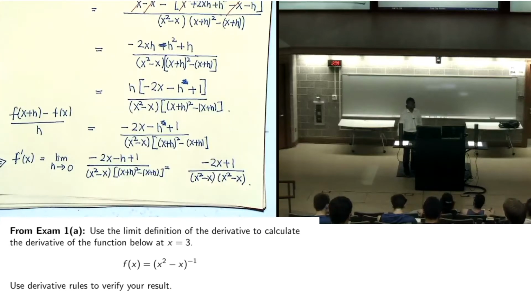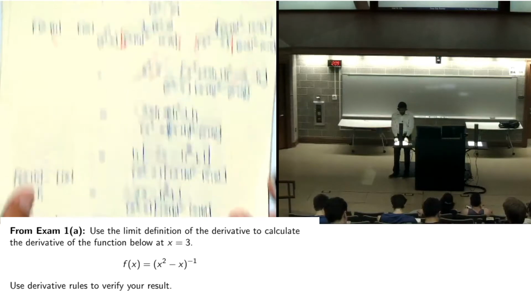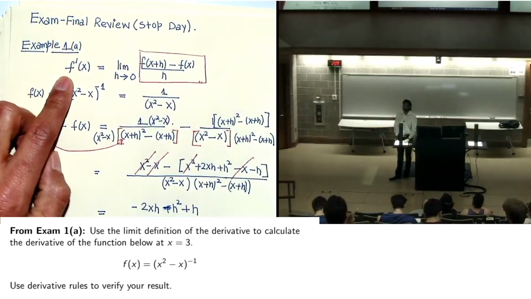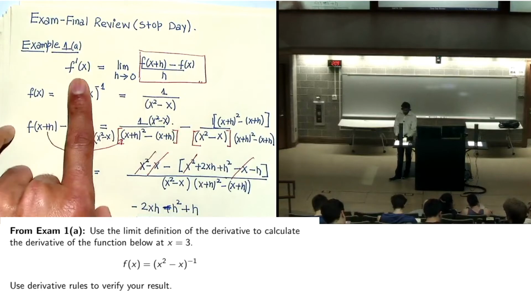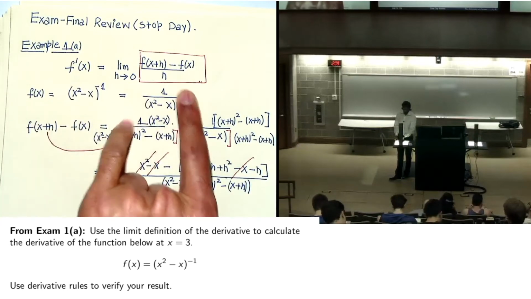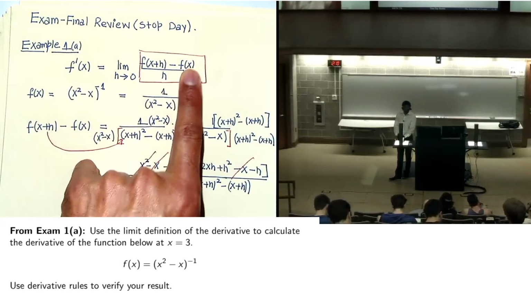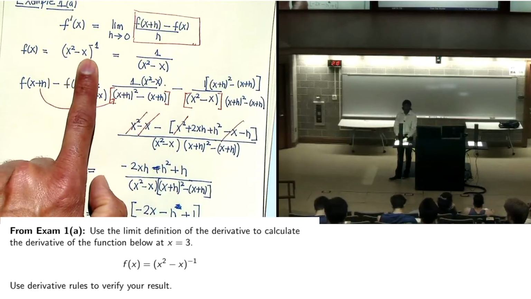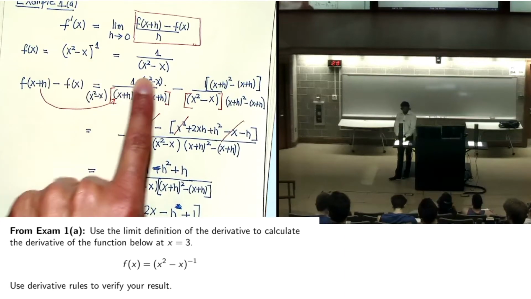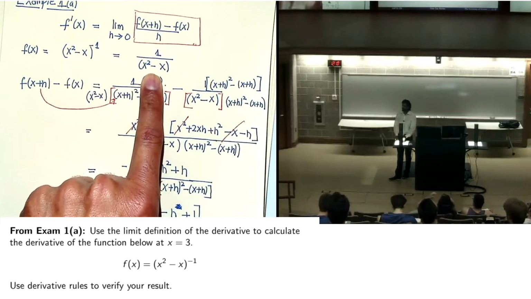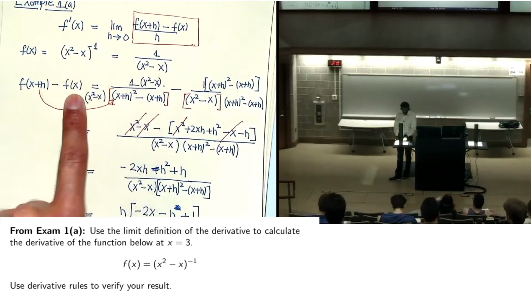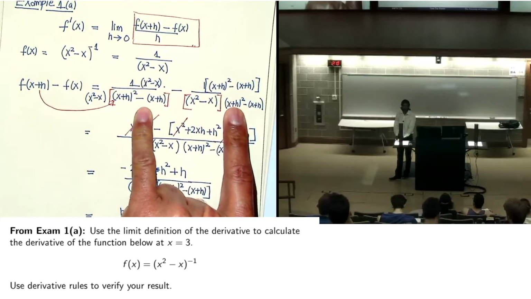Okay, let's go back again. So see what we did. The first thing we need to know is the definition of the derivative. So derivative of the function in terms of the limit is the limit of that quotient, f of x plus h minus f of x divided by h. My function was x square minus x raised to the power negative 1. I write this function in a better form, 1 over x square minus x. Then I plug this function here, and I need to simplify that quotient.